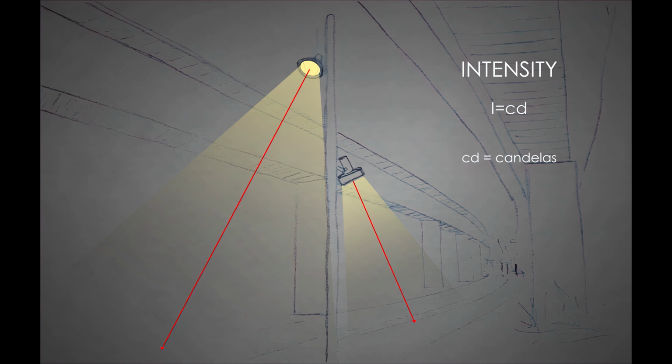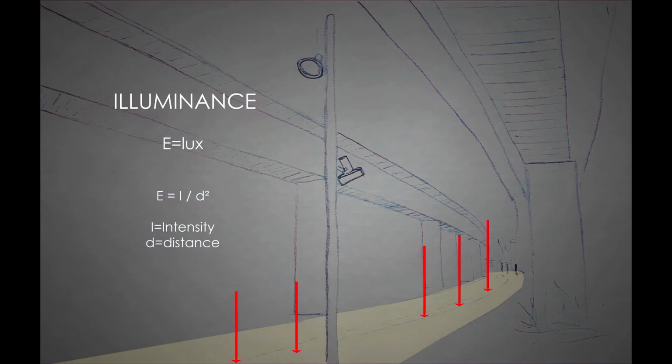Now, let's talk about the intensity. The intensity is the most powerful ray that the lamp emits. The unit of measure for intensity is the candela. The illuminance describes the measurement of the amount of light over a surface. The unit of measure for this is the lux, and this is a very important measurement for lighting designers to watch to meet lighting regulations in architectural or interior design projects.